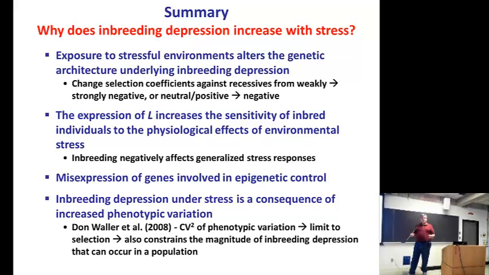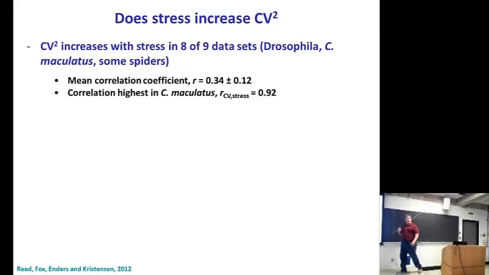It's the degree to which one type of genotype does worse than another genotype. So this change in phenotypic variation should affect inbreeding depression in the same way that it can potentially affect selection on other traits. Fortunately, this is the kind of data we had, and we could ask this question.